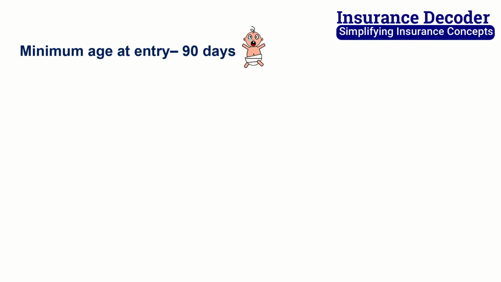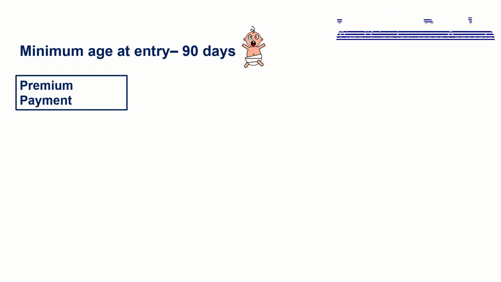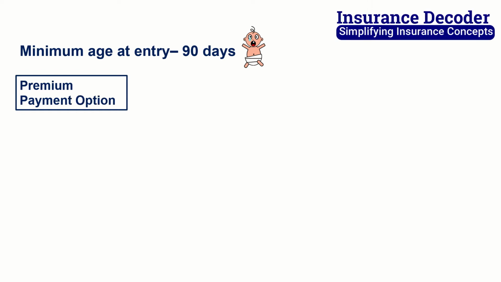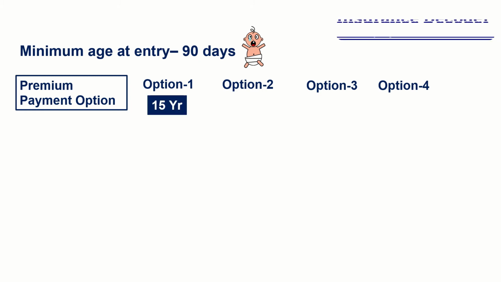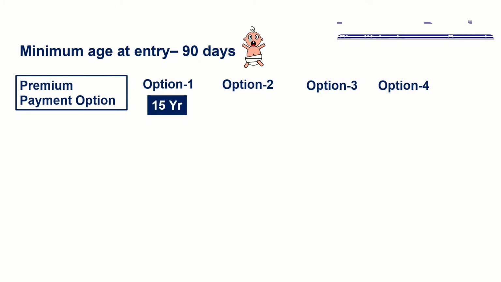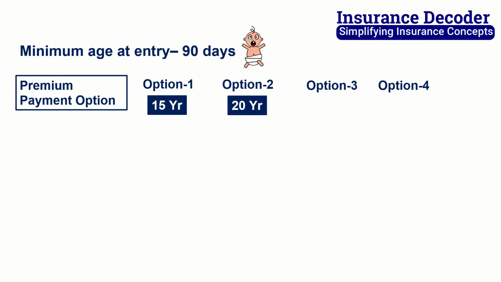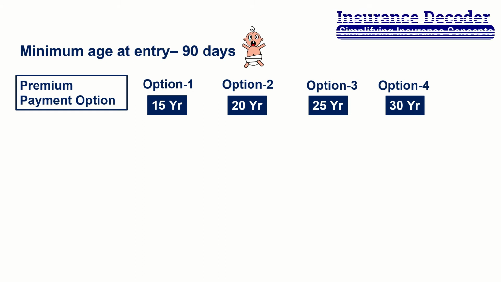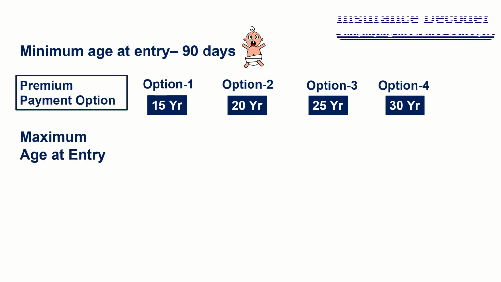So eligibility criteria: minimum age at entry is 90 days, and premium payment option. It gives you different kind of options that you can opt from. You have premium payment option 1, 2, 3, and 4. Under these options, your premium payment term will be 15 years if you are opting for option 1, 20 years if you are opting for option 2, 25 years, and 30 years. So depending on your requirement, you can opt any of the 4 options.